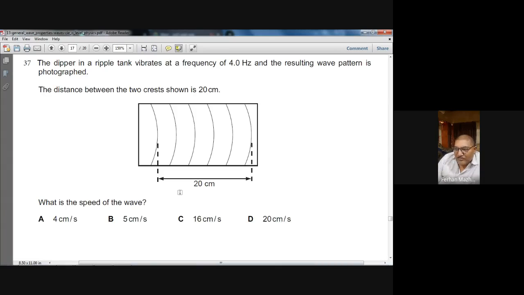The frequency is also 4 Hertz. So we can calculate the velocity: V equals f lambda. f is 4 and lambda is 4 centimeters. So multiply 4 with 4, and this will be 16 centimeters per second. So C is the choice, 16 centimeters per second.